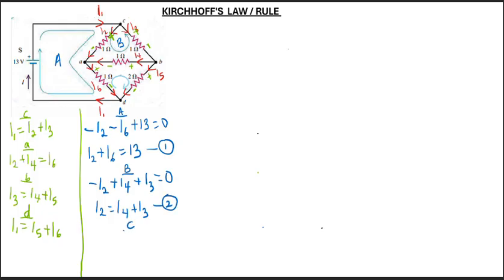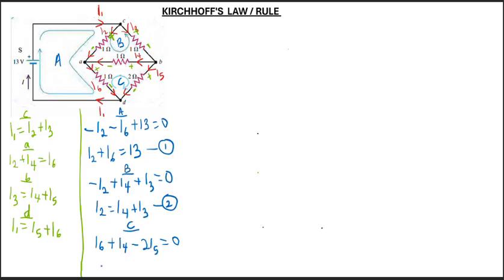And the last one is loop C. Now for loop C, I can see that they are moving this way. So from negative to positive of this resistor, that is I6 times 1, that is positive I6. And I'm moving from negative to positive of this one, that is positive also, that's positive I4. And then from positive to negative of this resistor, I have minus 2 I5. You can see the 2 ohm resistor that is here. 2 times I5 is 2 I5, equals 0.